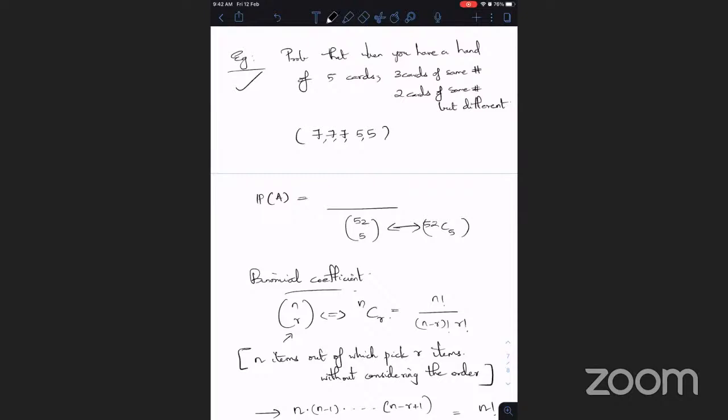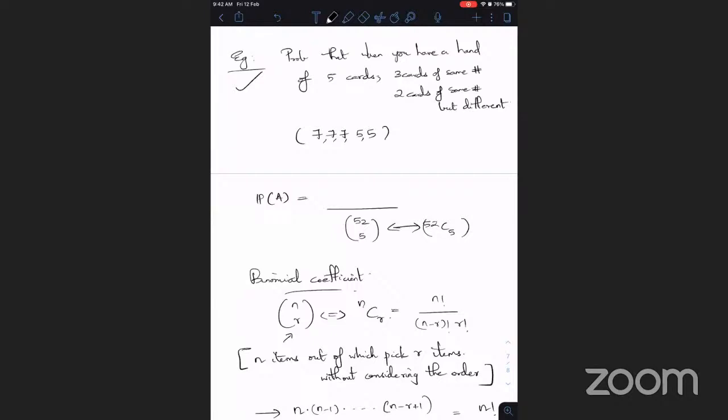The denominator should be clear for everyone by now, which is just 52 choose 5, because you need to pick any 5 cards without considering the order. That's the possible sample space that you consider. You are only looking at these 5 cards, and whatever these 5 cards are, you need to find a specific pattern in them. That's the problem. So you can pick 5 cards in 52 choose 5 ways.